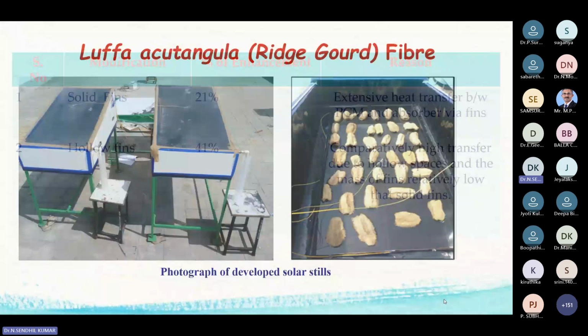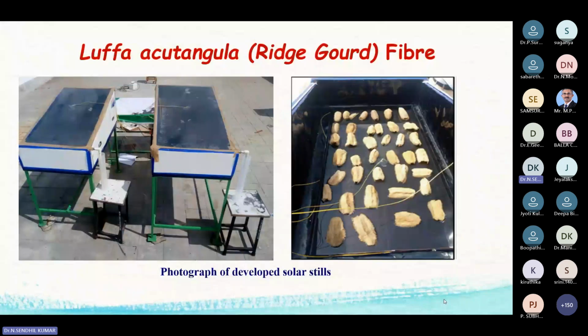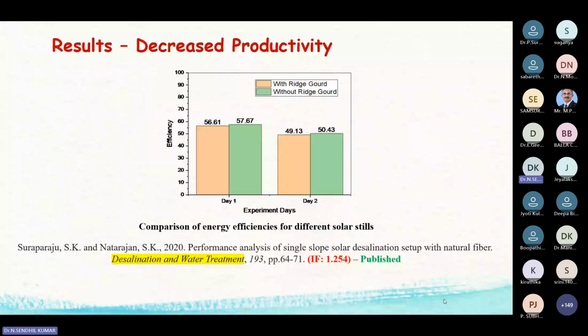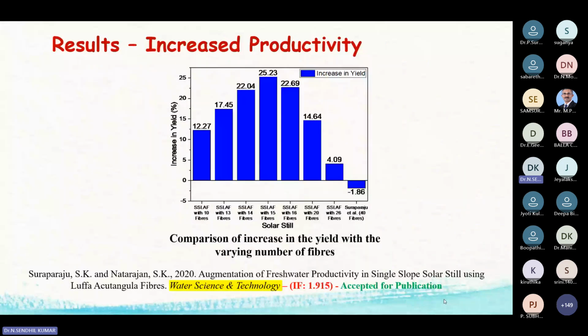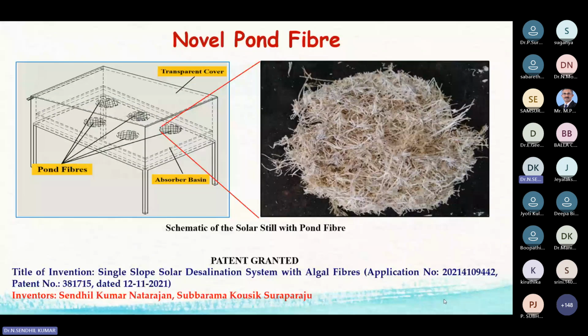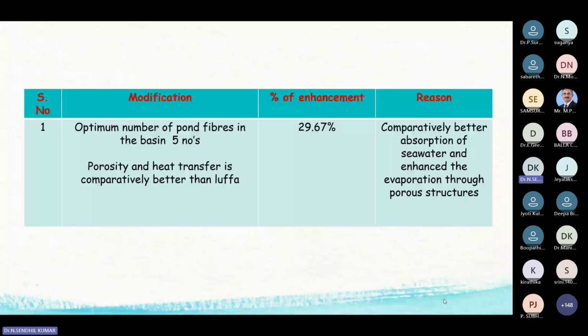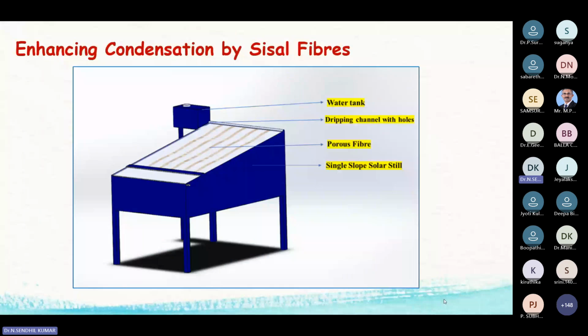Here, to enhance the evaporation, we used some ridge guard, which in Tamil is called Pirkangai. That also we used to enhance the evaporation rate, and to increase the efficiency we optimized the number of ridge guards. That also we published. And then fiber material we have used to enhance the evaporation rate. We got a patent in this also. To enhance the evaporation, condensation and cooling are also required. Condensation means cooling. For that, how to improve the cooling? For that, we have used some water also.